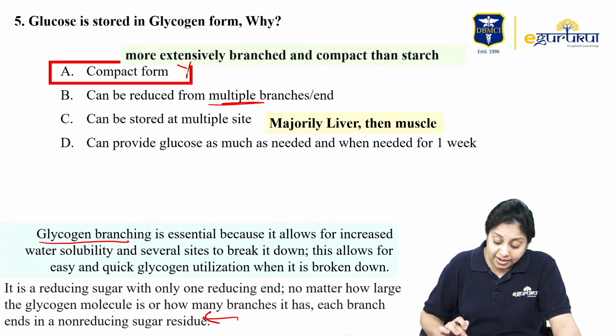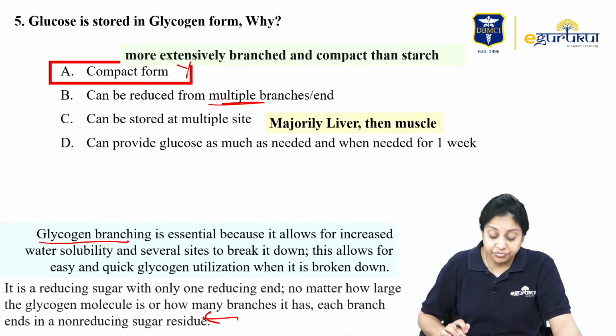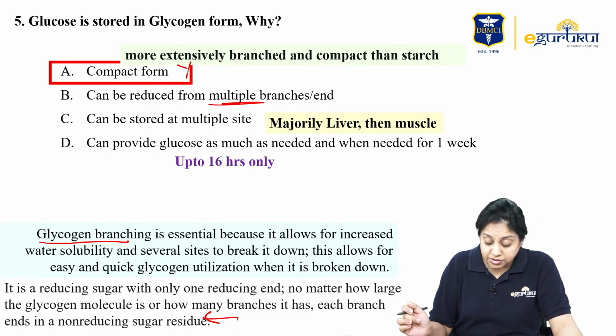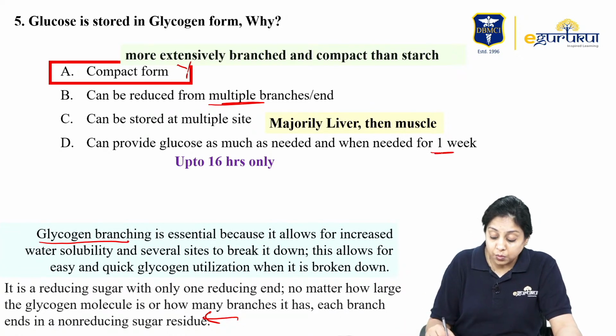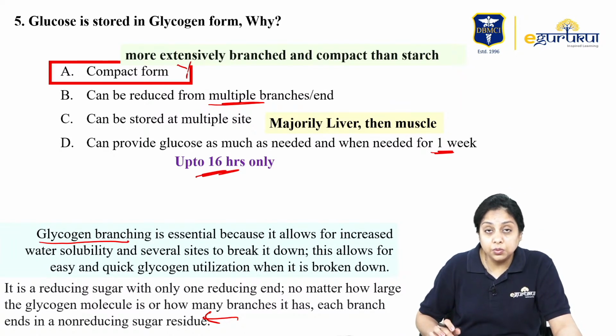It can be stored at multiple sites, majorly in liver and the muscles, not everywhere. So this is not the correct choice. Can it provide glucose as much as needed, when needed, for 1 week? No, it is only for 16 hours. The liver glycogen survives up to 16 hours. After that, we shift to the fatty acid oxidation.